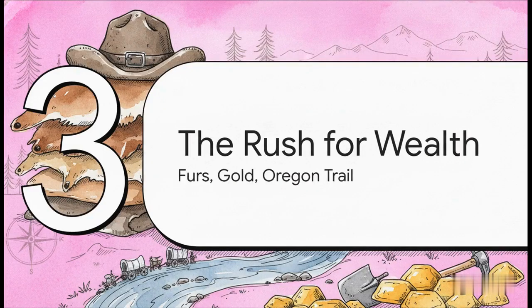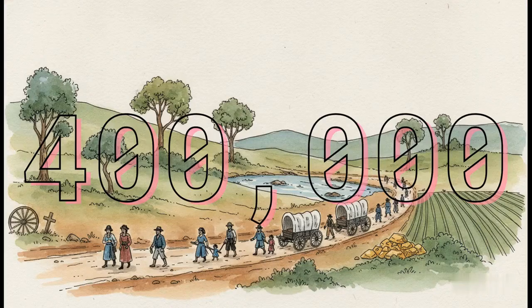Because government policy was really only half the equation, there was a massive private profit motive at play too. To put the sheer human movement into perspective, look at this number. Roughly 400,000 men, women, and children walked the grueling 2,000-mile overland Oregon Trail. This journey typically took 6 perilous months.